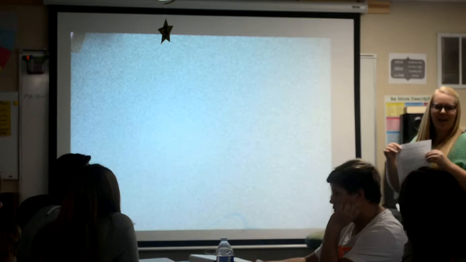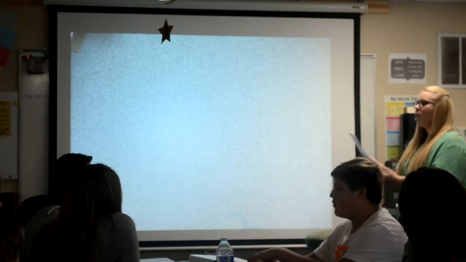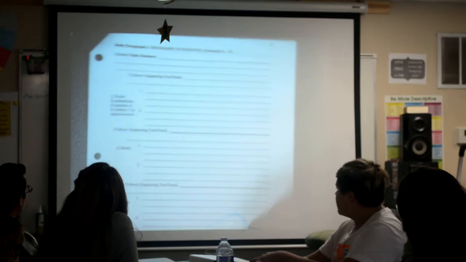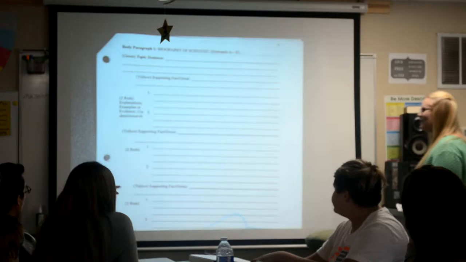Okay, so when you open this packet, on the very first page, it talks about the introduction to your thesis statement. We're not going to start that right now, but it's all here. More importantly, it goes over body paragraphs. So you'll open up to body paragraph one, biography of a scientist. What's great is that it mentions note cards A through E. So when you're writing body paragraph one, what do you think you need in front of you? Note cards A through E. That's going to make writing this so easy.